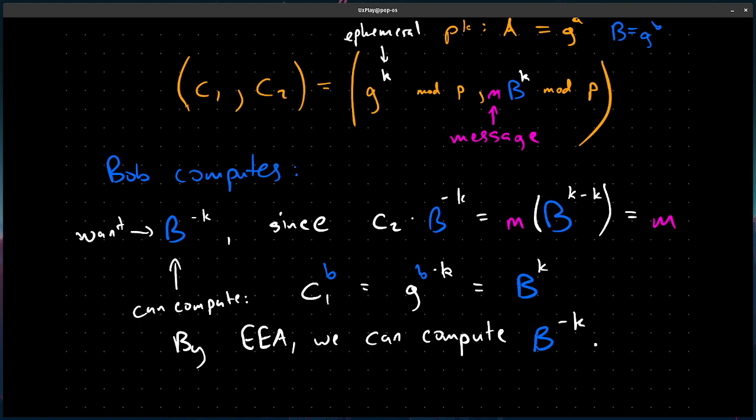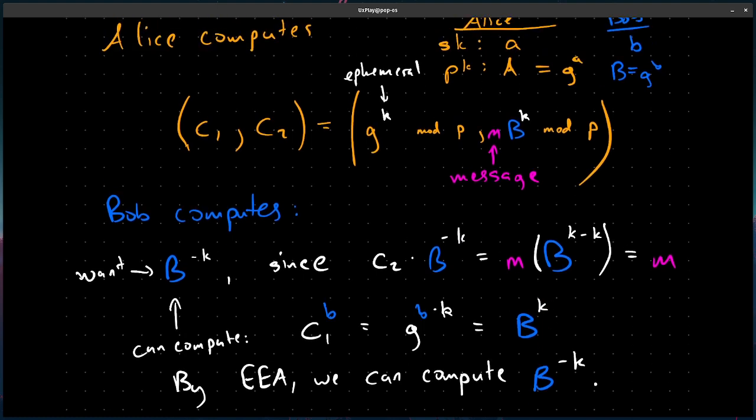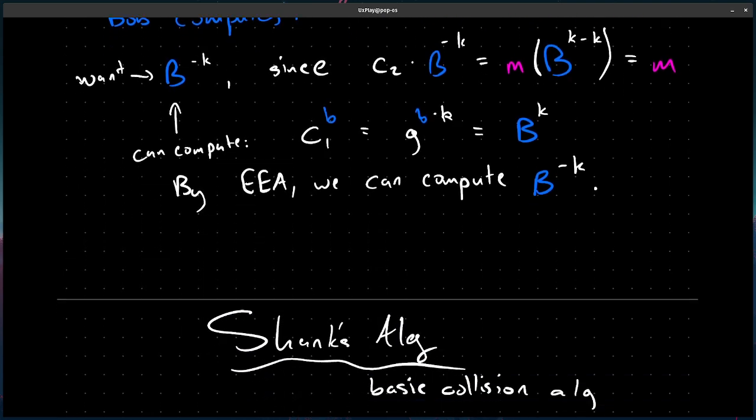But how does Bob get B to the K? Well, Bob simply says, I have C1, and I know my secret key, lowercase b. So C1 to the power of my secret key is simply B to the K. And now with B to the K in hand, we can compute B to the negative K by the extended Euclidean algorithm. And then by the reasoning above, if we have B to the negative K, we can simply multiply C2 by B to the negative K and recover m. And that's how the Elgamal encryption system works.